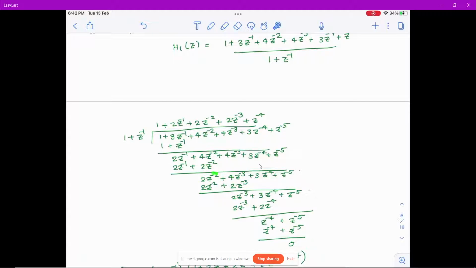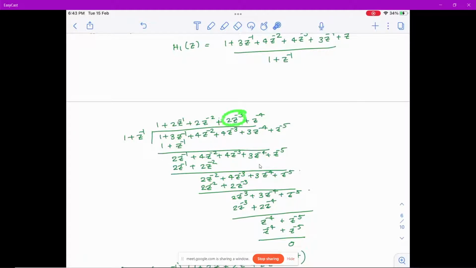Again, to subtract out this, there should be 2 z raised to minus 2 here, which means I need to multiply 2 z raised to minus 2 with 1 here. When you multiply 2 z raised to minus 2 with 1, it also should be multiplied by z raised to minus 1, which will come here. So 2 z raised to minus 2 multiplied by 1 plus z raised to minus 1 is 2 z raised to minus 2 plus 2 into z raised to minus 3. So this term will become 0. Again, you subtract this 2, you get 2 z raised to minus 3.